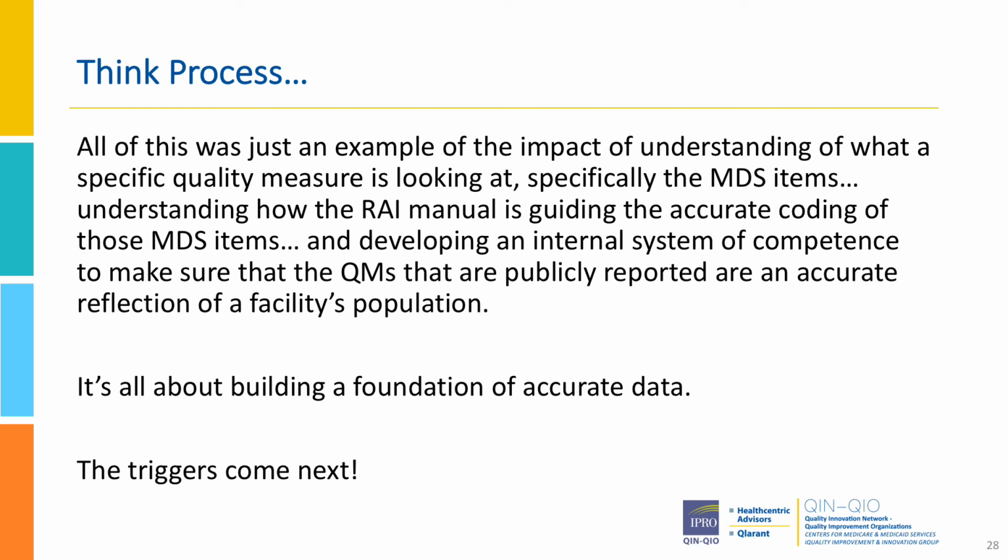Think about it. If you were pulling your real-time data and saw a 2.5% high-risk pressure ulcer number instead of a 7.1% pressure ulcer number, might your QI focus have been directed elsewhere? The triggers come next. Once you can verify that the data accurately reflects your population, you investigate the triggers in the same manner, tying the quality measure specifics to the individual MDS items and following the guidance offered by the MDS RAI Manual.